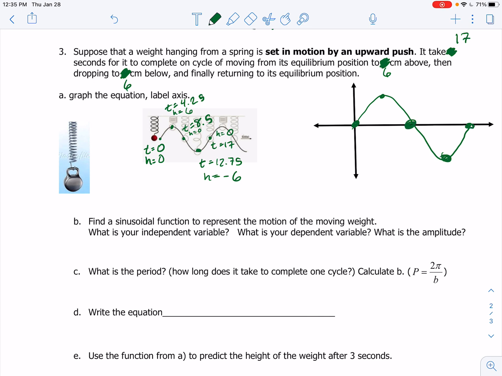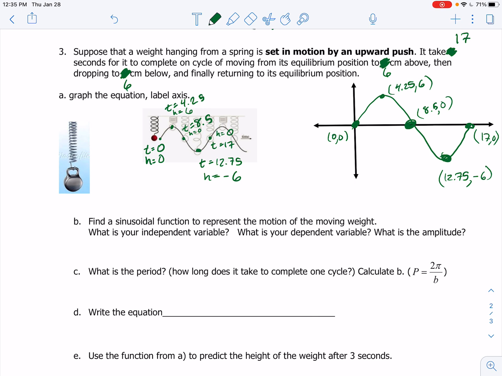Okay, let's label these points. This obviously is 0, 0. We have 4.25, comma 6. We have 8.5, comma 0. And then we have 12.75, comma -6. And then we've got 17, 0. Okay, so find a sinusoidal function.